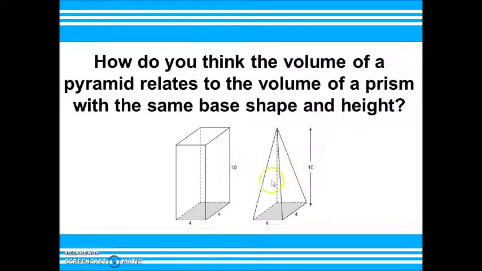If I were to fill this pyramid up with water and dump it into the prism, how many times would I have to do that? Could I do it twice, 3 times, 4 times, 2.5 times? How many times would you be able to fill this pyramid and then dump it into the prism with the same base and height until the prism was full? Okay, so we're going to check out what happens when we try that out.